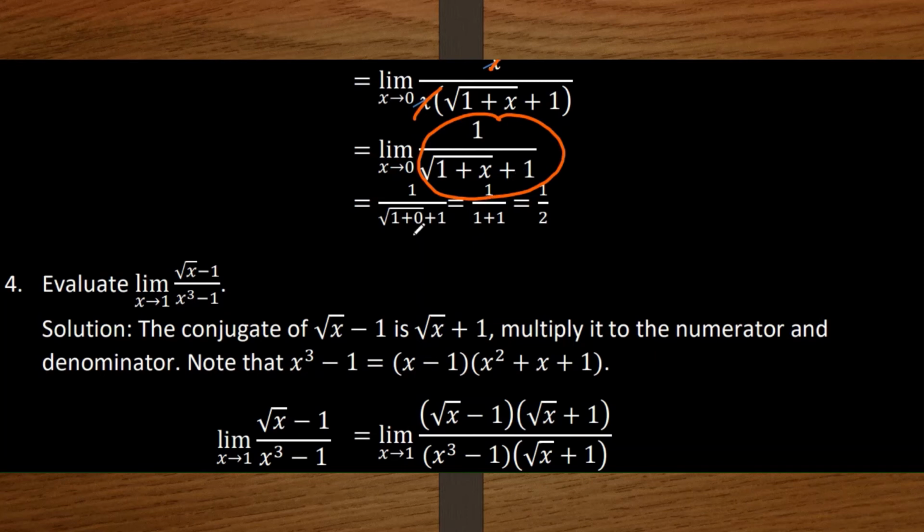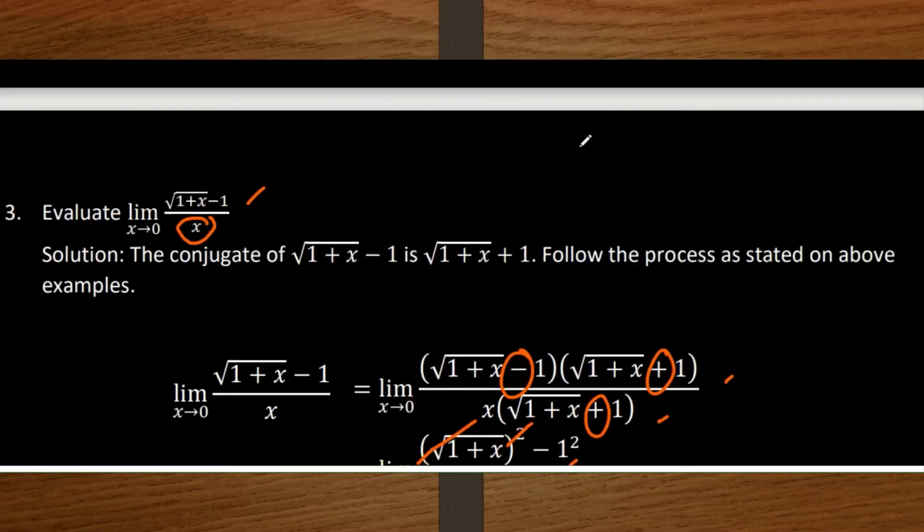Now you let x be equal to 0. So 1 plus 0 is 1. Square root of 1 is 1. So 1 divided by 1 plus 1 is equal to 1 half. So that is the limit of the function.